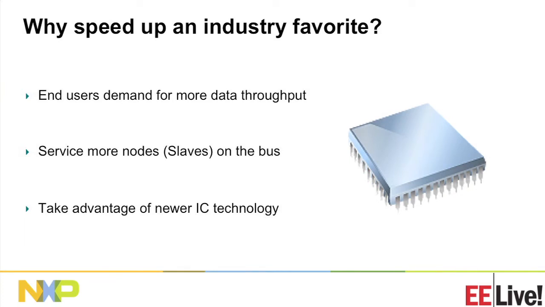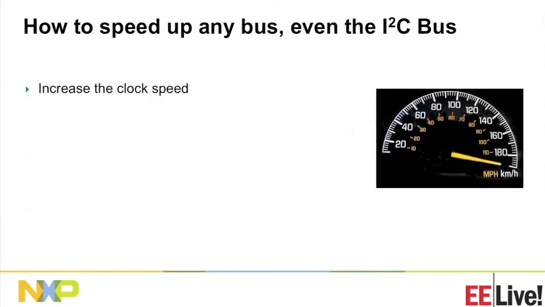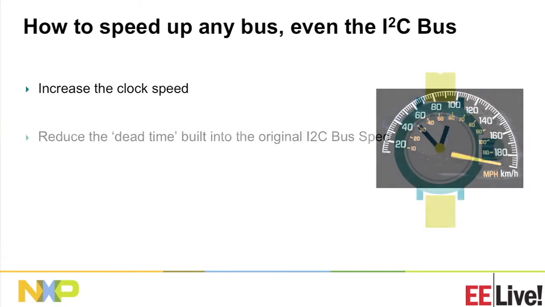And we want to take advantage of newer IC technology. Since the I2C Bus was invented, we have greatly improved our general technology, and therefore we can apply that to speed up the I2C Bus. So how would you speed up any bus? I think the answer is pretty obvious. We just increase the clock speed. You can do that, but there's some consequences, which is the bulk of my presentation today.